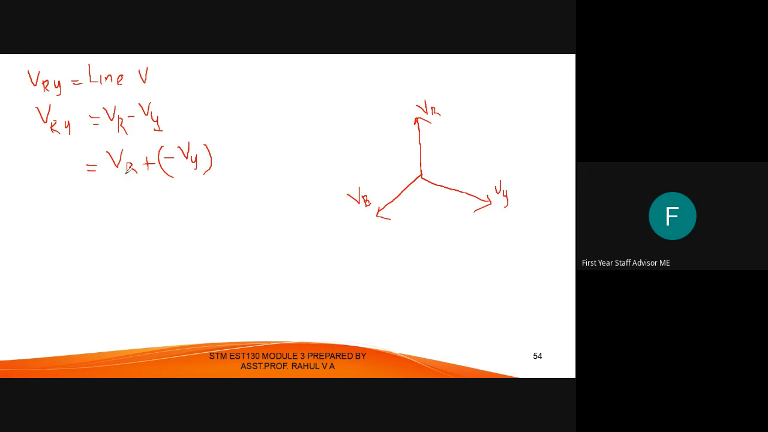In order to make it VR plus minus VY, I have extended VY to the opposite side. So this is minus VY. I know that the angle between VR and VB is 120 degrees, so when I draw minus VY, this becomes 60, and on the opposite side it also becomes 60. Now I take the resultant. The resultant lies exactly in the center, and the angle between the resultant and VR is 30.